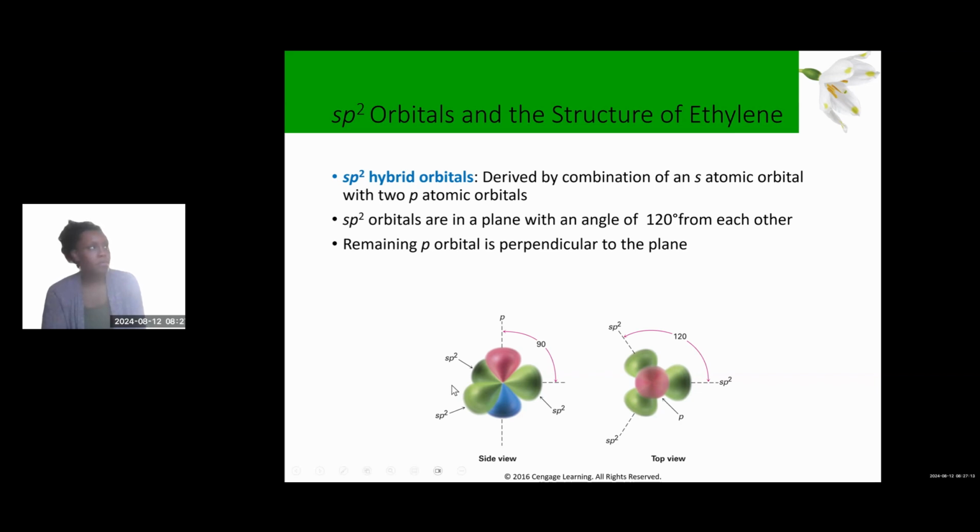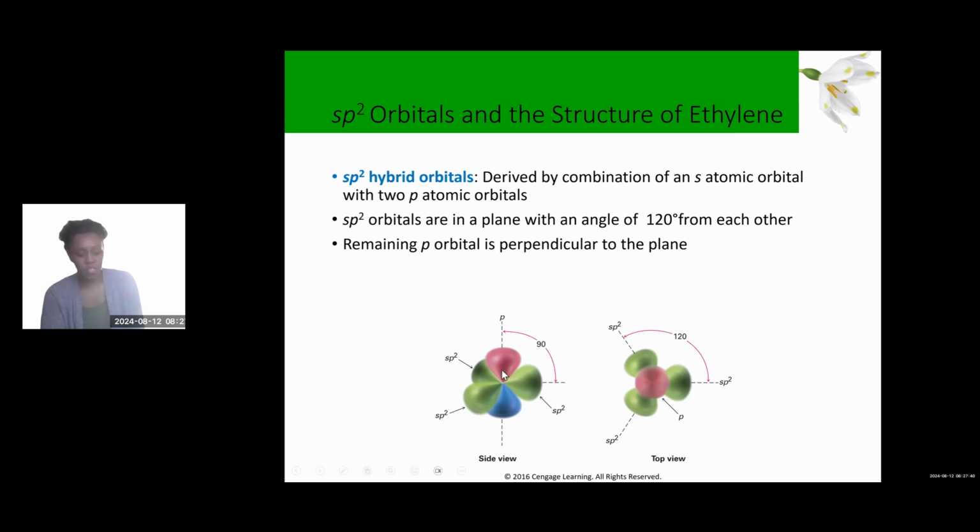two, okay? You have two p orbitals, all right? And you have an s atomic orbital. So sp2 orbitals are in a plane with an angle of 120 degrees from each other, and the remaining p orbital is perpendicular at the same time.